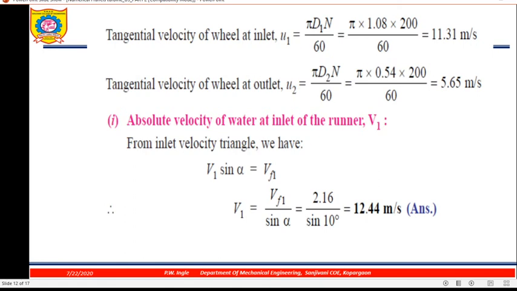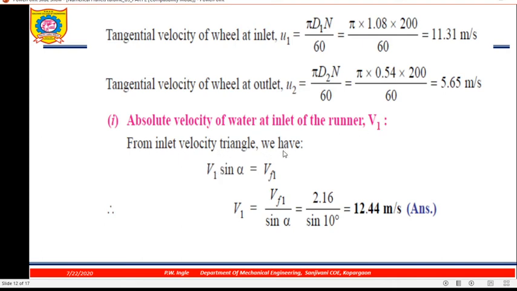Tangential velocity of wheel at inlet U1 is pi D1 N by 60. So you can calculate it, and we are getting 11.31. Then the tangential velocity U2 at outlet is pi D2 N by 60. Now in an impulse turbine U1 was equal to U2, but here U1 is different and U2 is different. Next, the absolute velocity of water at inlet of runner, V1.